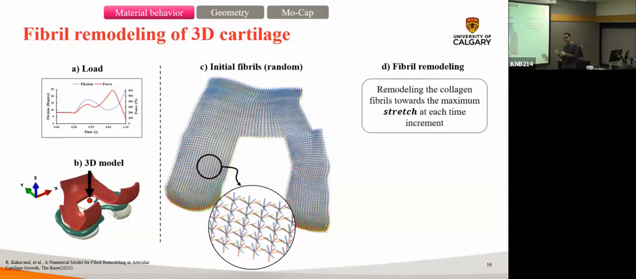And our hypothesis was that, okay, it makes sense. They are in tension, so they kind of withstand the stretch inside the cartilage. When you apply the force, there would be a stretch at each point. And they're oriented in a way to withstand that stress and that stretch. And it turns out that this maximum stretch is aligned with the maximum strain and maximum stress.